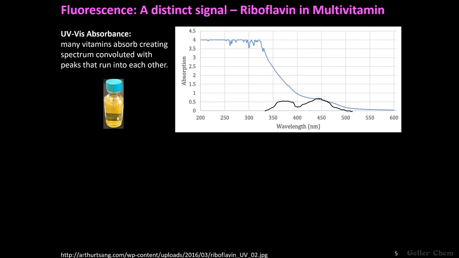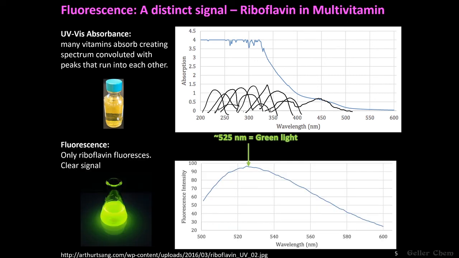But unfortunately, in the multivitamin, riboflavin is not by itself. It is mixed in with many other vitamins, all of which absorb different wavelengths of ultraviolet and visible radiation. All of these different absorption peaks just combine to give this convoluted mess where it's impossible to actually see the riboflavin signal itself amongst everything else. And so we can't actually really analyze this spectrum. It's too convoluted. But riboflavin, unlike every other vitamin in that supplement, is fluorescent.